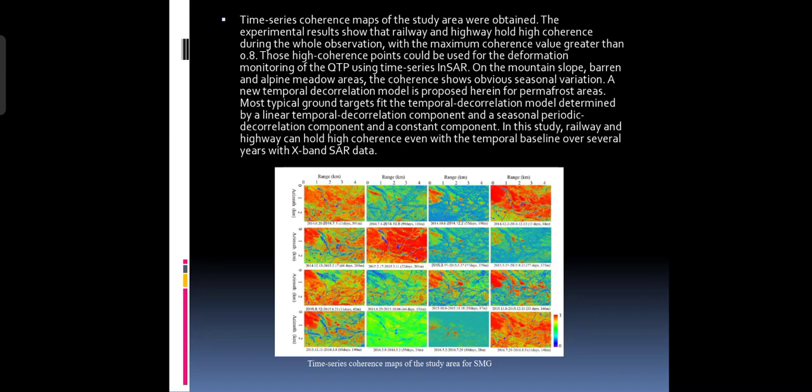A new temporal decorrelation model is proposed herein for permafrost areas. Most typical ground targets fit the temporal decorrelation model determined by a linear temporal decorrelation component, a seasonal periodic decorrelation component and a constant component. In this study, railway and highway can hold high coherence even when the temporal baseline is over several years with X-band SAR data. The time series coherence maps of the study area are given.